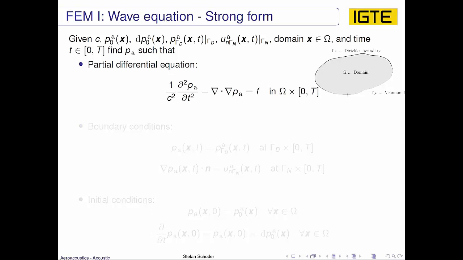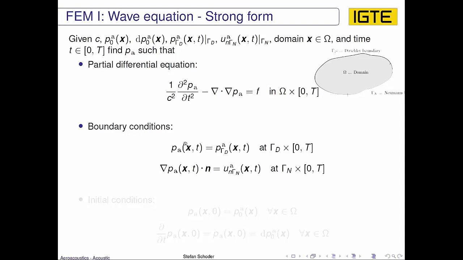To solve these equations we need some boundary conditions. First of all, on the Dirichlet boundary we have the certain boundary condition that the acoustic pressure is prescribed here. We already know what's the Dirichlet boundary condition, and on the Neumann boundary the gradient in the normal direction is prescribed by velocity.